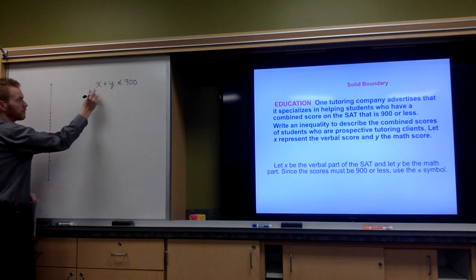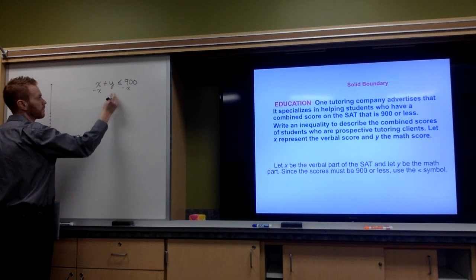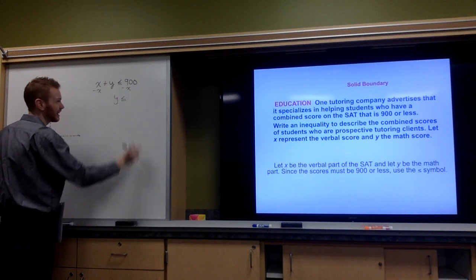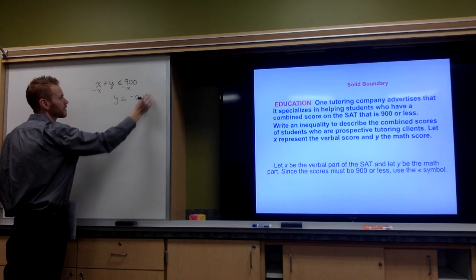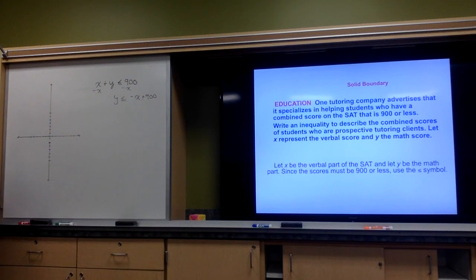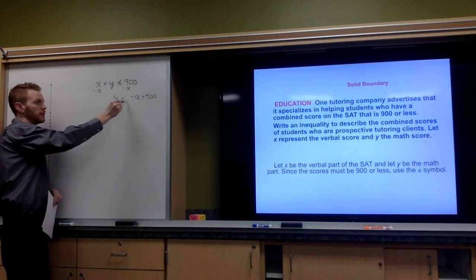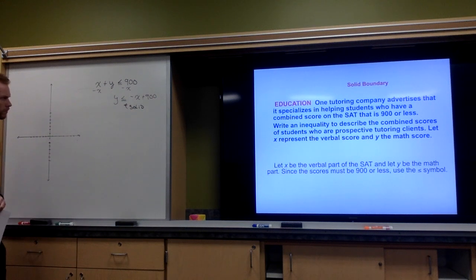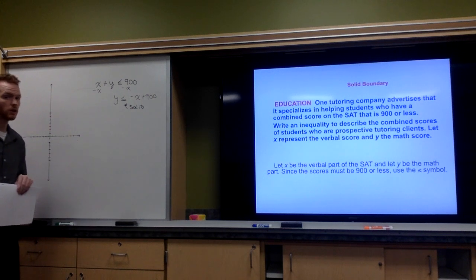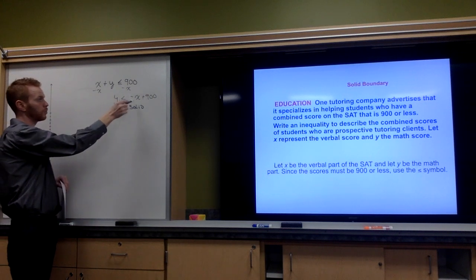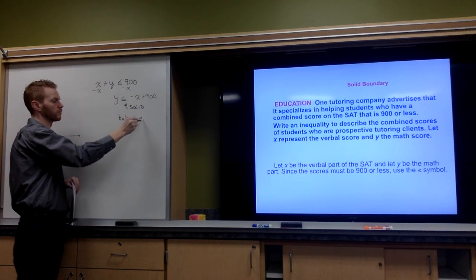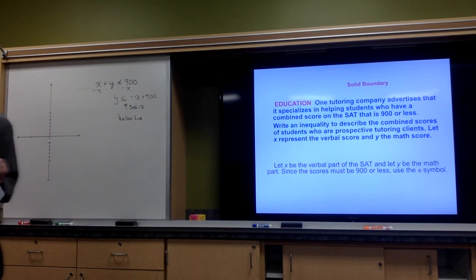Looking at this, I'd put it in slope-intercept form first, right? So y less than or equal to negative x plus 900, okay? So this is going to be a negative sloped line. It's also going to be a solid line, right? Am I going to shade above or below this line? I want y values less than. So I'm going to shade below the line. Okay? Makes sense so far?